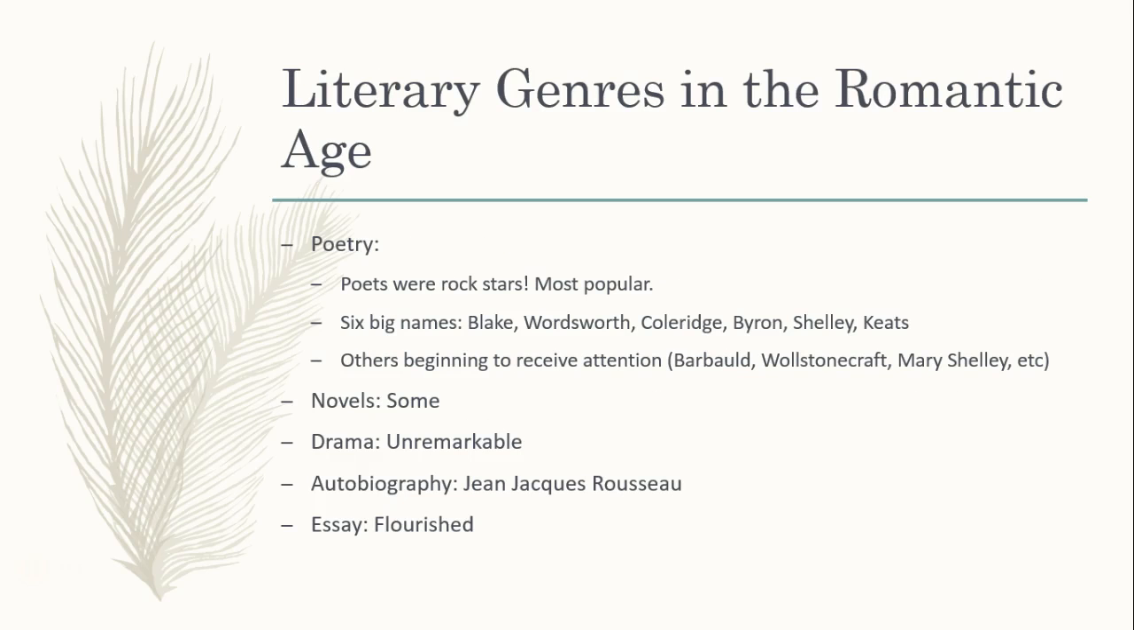Here's a quick overview of what was happening in some of the literary genres in the Romantic Age. Poetry, which I've spoken a little bit about. Remember, those poets were rock stars. They were the most popular mode. There are 6 big names that have been studied: Blake, Wordsworth, Coleridge, Byron, Shelley, and Keats. Those are generally the big names that have come down through the literary canon. But others are beginning to receive attention today. For instance, Barbauld, who we read for this week, Mary Wollstonecraft, Mary Shelley, and many, many others are starting to emerge as we get a fuller picture of the incredible literary output of the period.